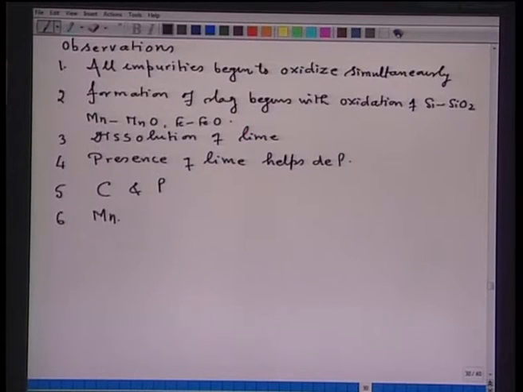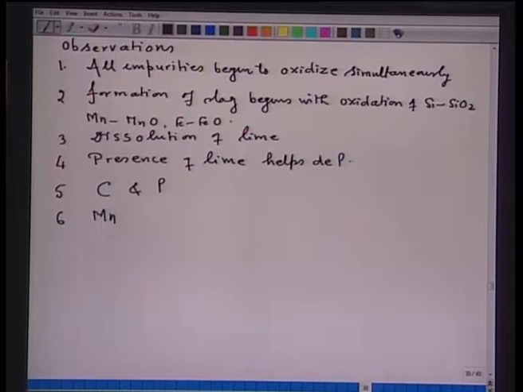The manganese content of the bath decreases initially. At a later stage of the blow, between 60 to 80% of the blow, the manganese content of the bath increases. Why does it increase? Because as the blow proceeds, the activity of FeO in the slag decreases because of the carbon boil, temperature also increases, basicity also increases, on account of which the manganese content of the bath increases.